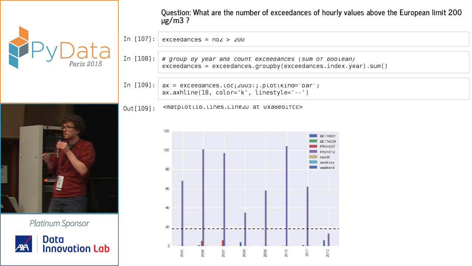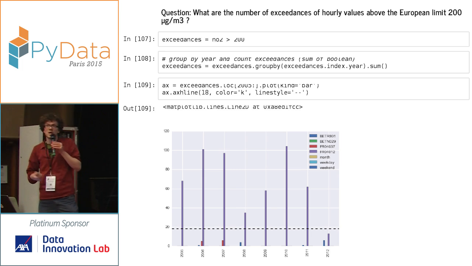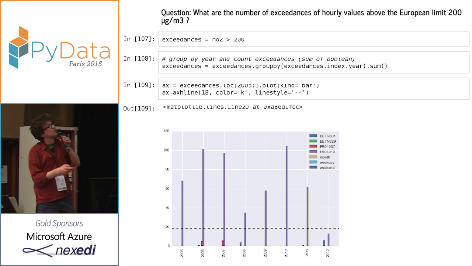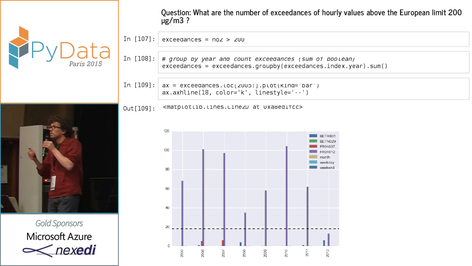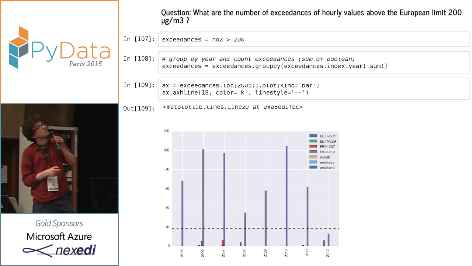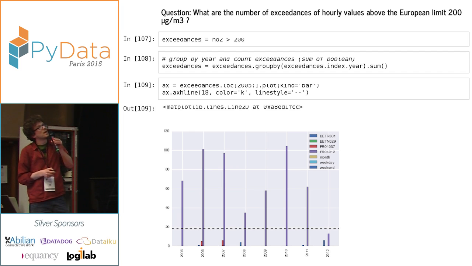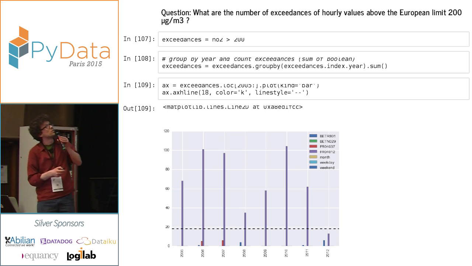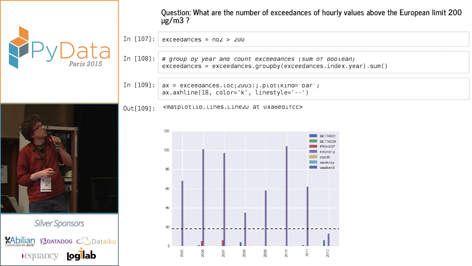And then I want to know this for every year, because Europe says you can have 18 hours where the air pollution exceeds this limit value. So I want to count the number of exceedances for each year for the different stations. So for my exceedances, I group by the year, and I take the sum, in this case because they are booleans. So we will have a count of them. And then what I did here is just plot this as a bar plot.